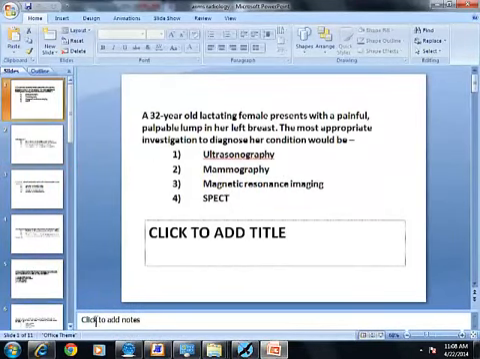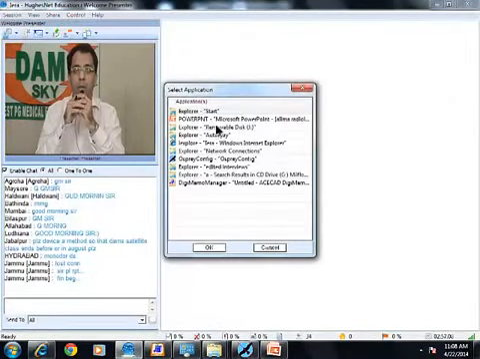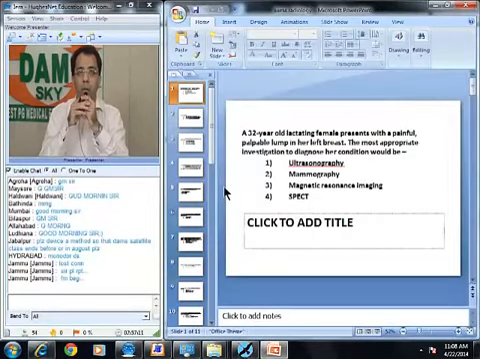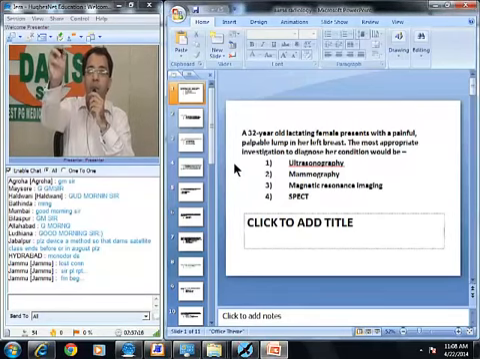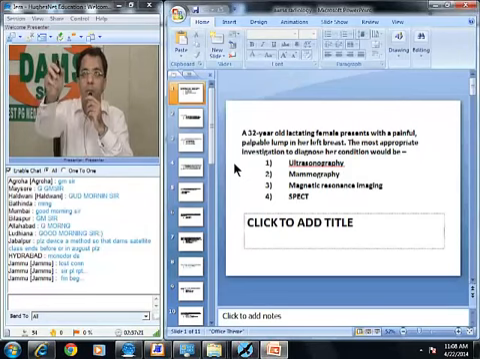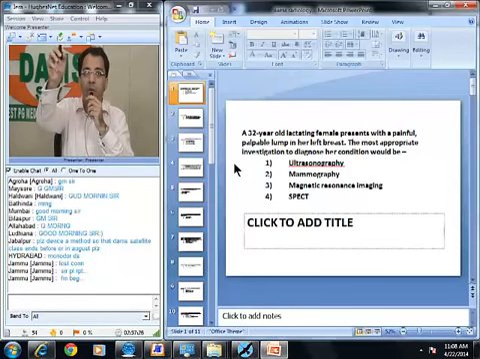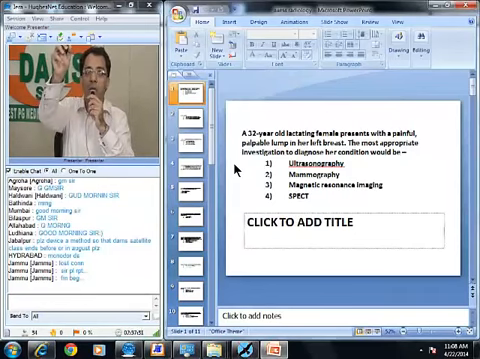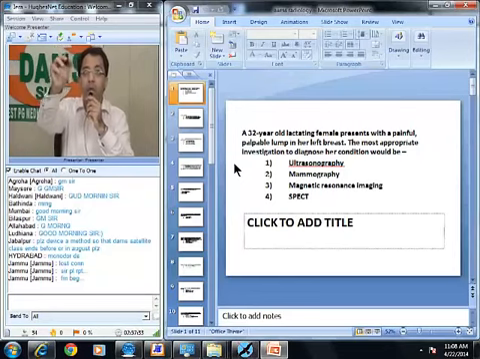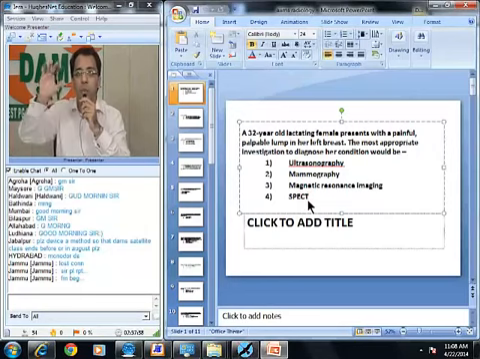Now the first question that I was discussing was a 32-year-old lactating female with a painful lump. What is the most likely investigation? Ultrasound, because we are suspecting abscess. If we were saying routine screening in a 40-year-old female for breast cancer, we will mark mammography. If they say most sensitive for ductal carcinoma in situ, MRI. SPECT is not indicated for the breast in any indication. So is that clear now?